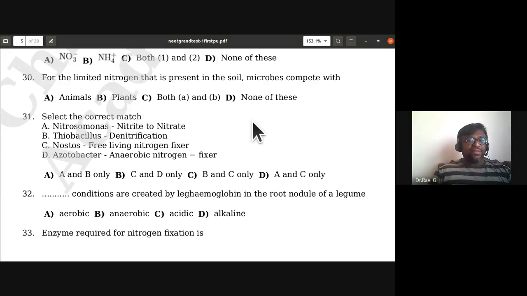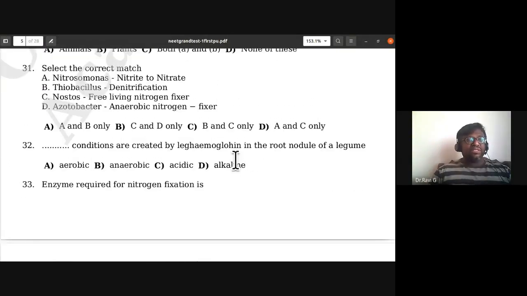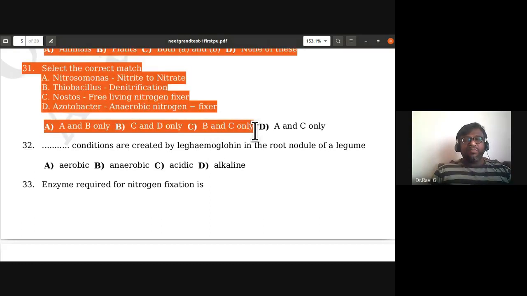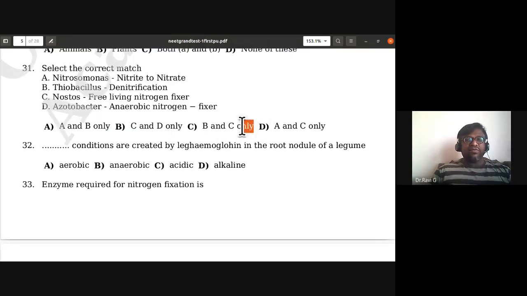Select the correct match. Nitrosomonas, nitrite to nitrate; Thiobacillus, denitrification; Nostoc, free living nitrogen fixer; Azotobacter, anaerobic nitrogen fixer. So you have to select the correct match. So the 31st, the answer is B, Thiobacillus is going to undergo denitrification. C, Nostoc is a free living nitrogen fixer. So 31st, C is the answer. So B and C only is the answer.